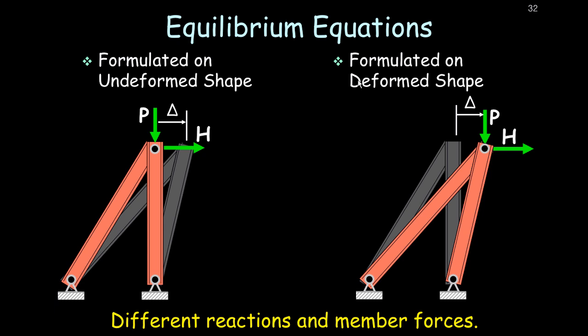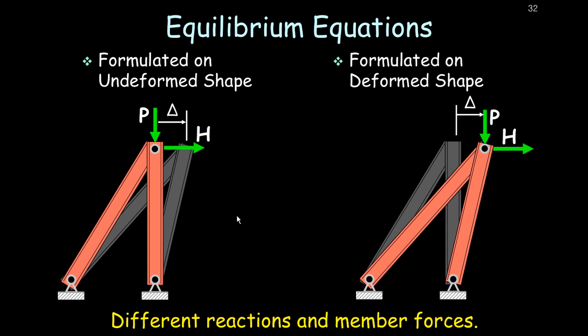So what do we mean by equilibrium equations on the undeformed versus the deformed shape? On the left side, I've got a small truss here, and I think you can see that this diagonal member, the force in it is only being produced by the horizontal force H. The axial force P comes straight down and into the vertical member. That is if we formulate equilibrium on the undeformed shape.